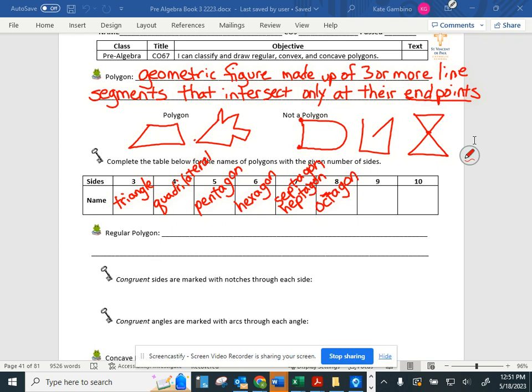Super close. Different vowel. Nonagon. Nine is a nonagon. Super close. Decagon. Deca is 10, so it's decagon.